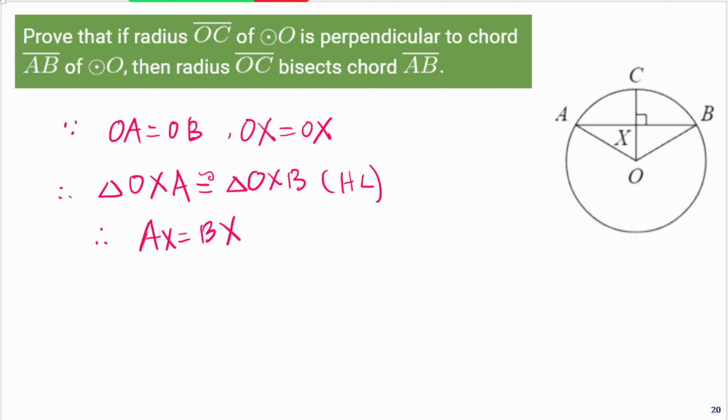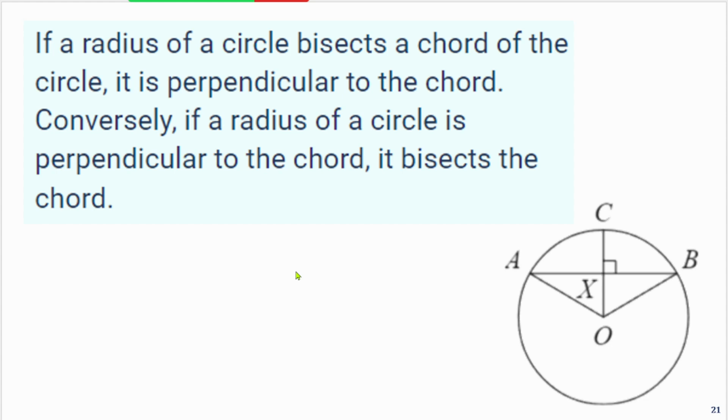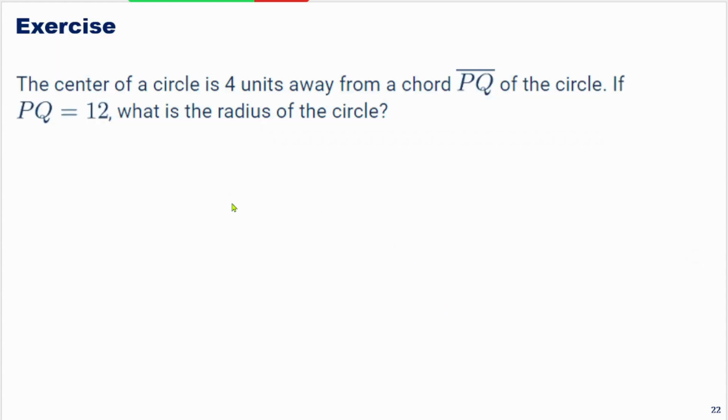So in summary, if a radius of a circle bisects a chord of the circle, it's perpendicular to the chord. Conversely, if a radius of a circle is perpendicular to the chord, it bisects the chord. Are you clear? Okay, let's do another exercise.